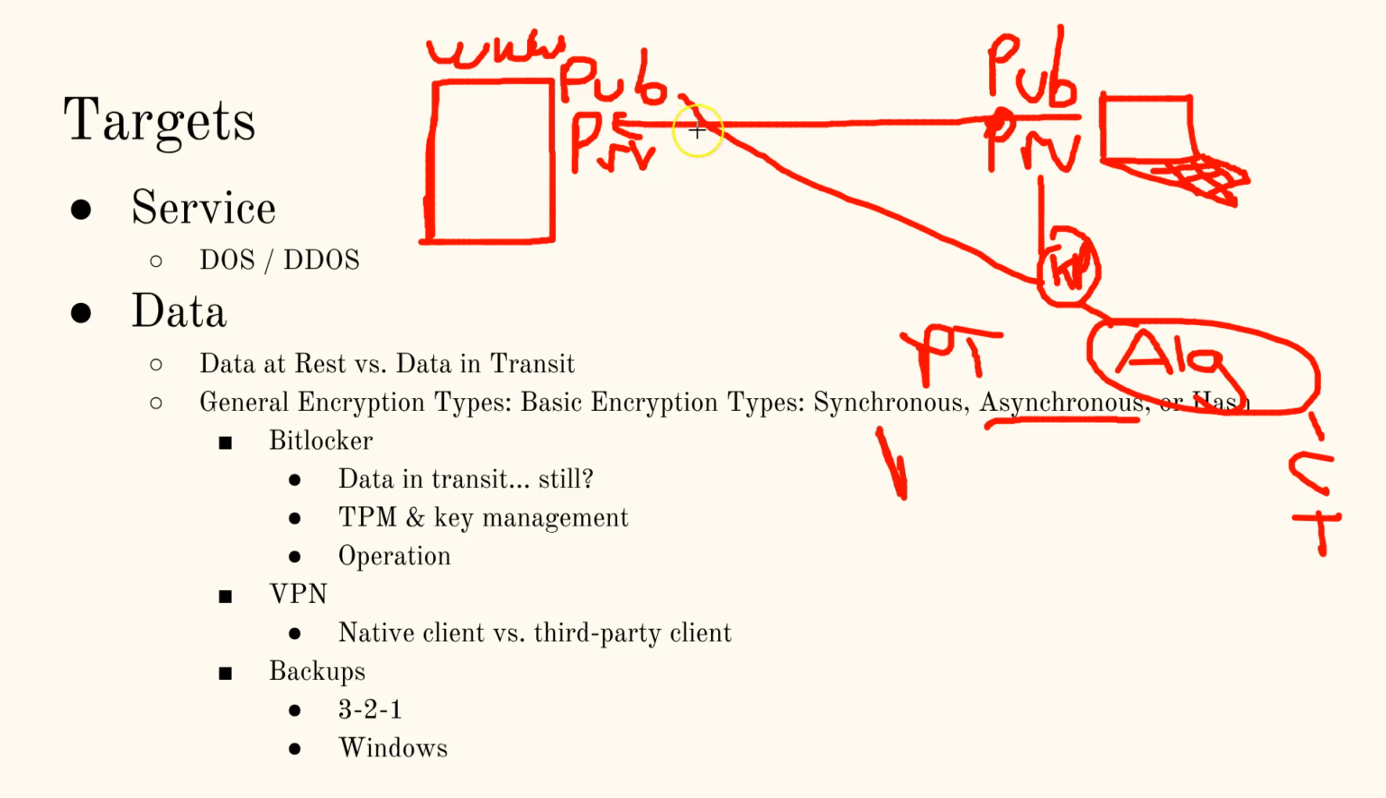Now when I send the data along, you can't get my private key. You never give out your private key. Never give out your private key. It's very important. But what you do is you use your public key.